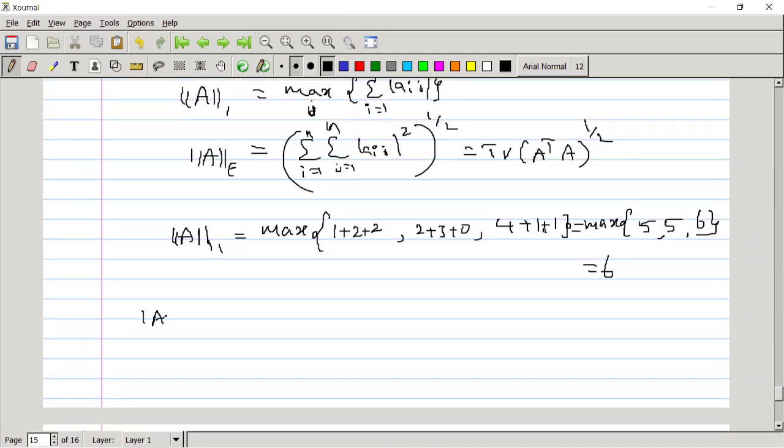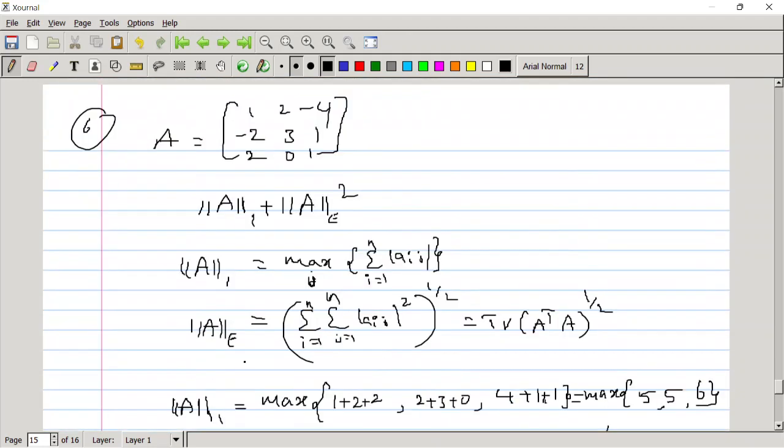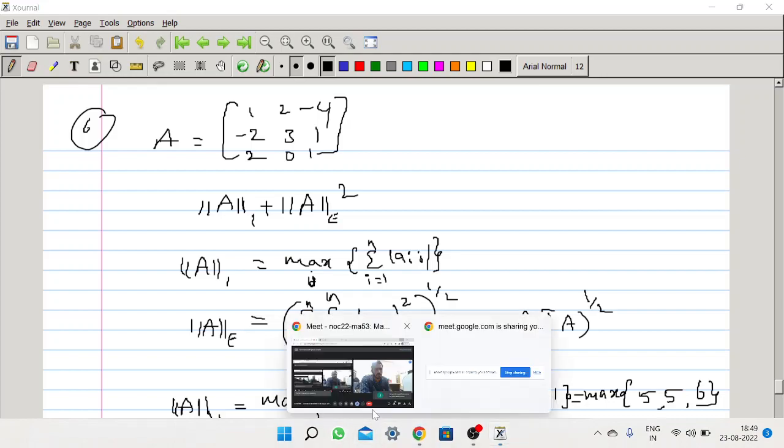Similarly, norm AE square is nothing but the double summation, i equal to 1 to n, j equal to 1 to n, modulus of Aij whole square. Here we are doing the square of each element. That means we have to square each element and add all of them.